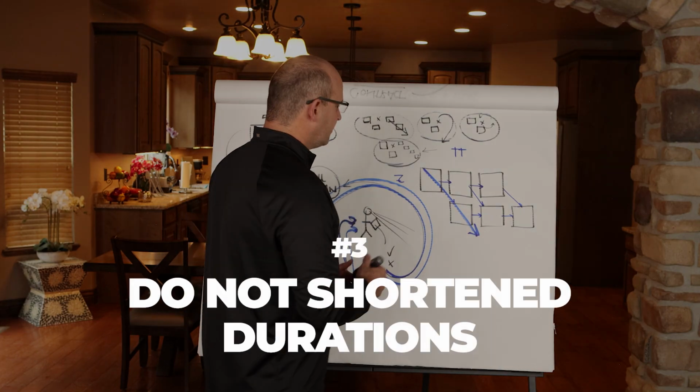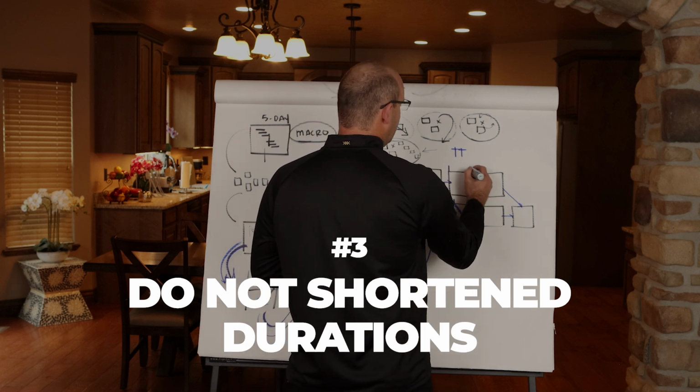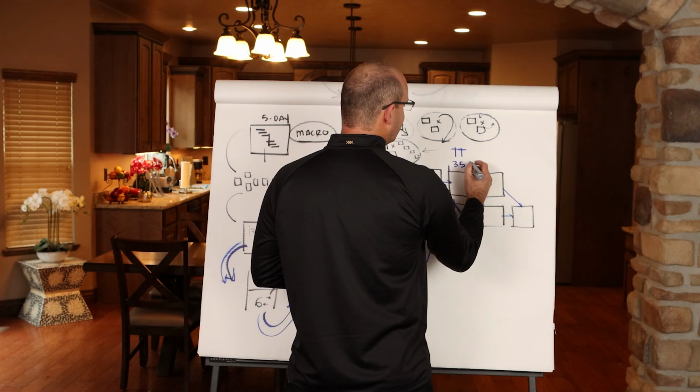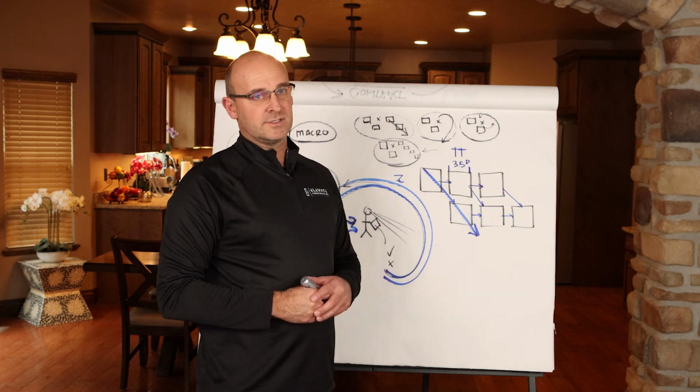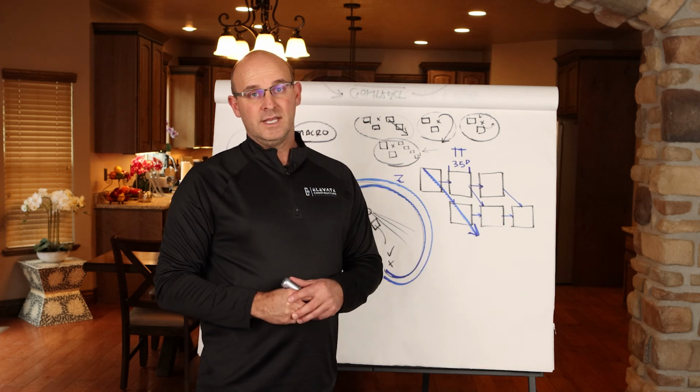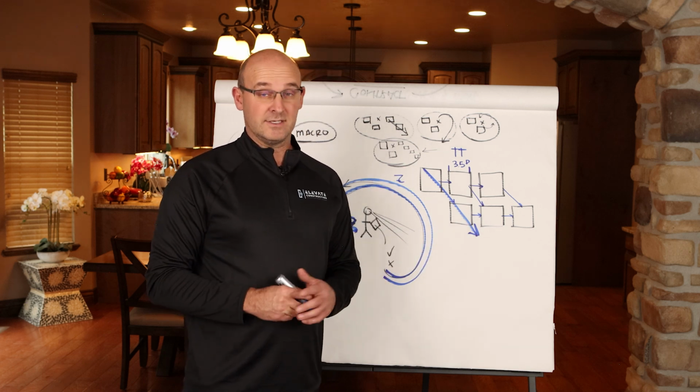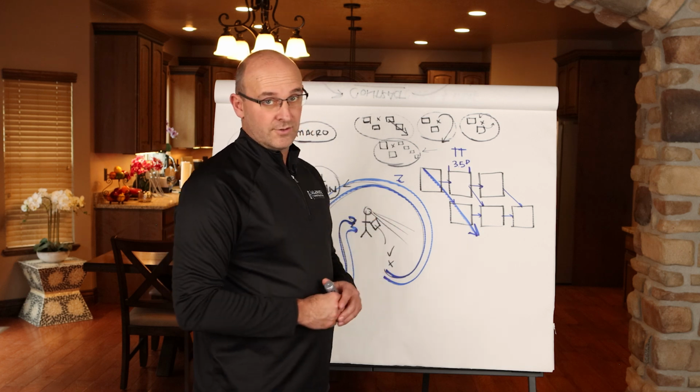Number 3, don't shorten duration. So if this right here was literally a 3.5 day in-zone cycle time, don't just come up to the trade partner and say, you've got to get it done instead of 4 days, you've got to now get it done in 3. Don't do that. Don't shorten durations.